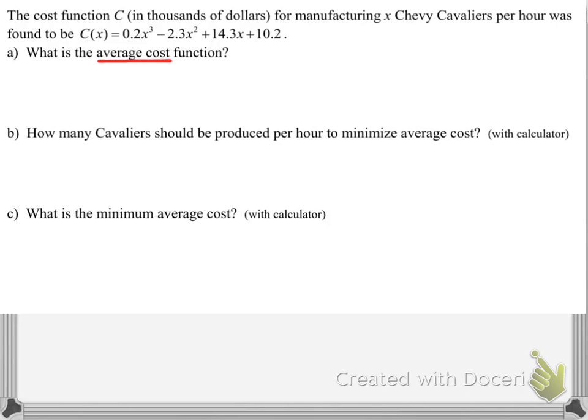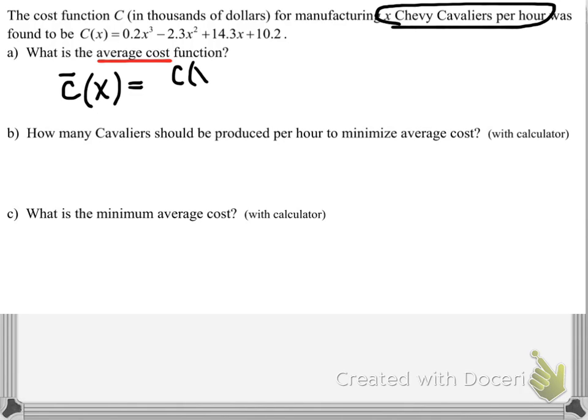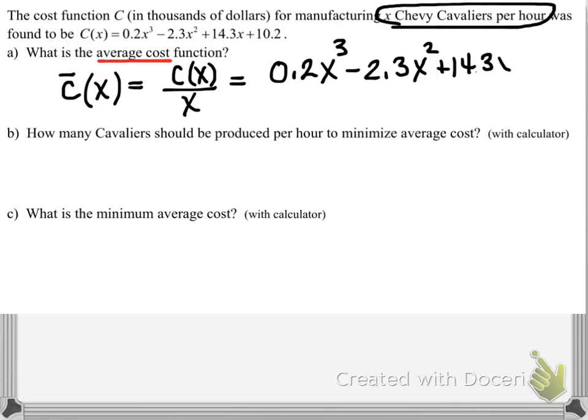So remember, to find the average cost, we just divide by the number of items produced. It's helpful to keep in mind here that x is the number of Chevy Cavaliers produced per hour. Therefore, to compute the average cost function, denoted by C bar, we take our total cost function and divide it by the number of Chevy Cavaliers we're producing, which is x. So our average cost function will be 0.2x cubed minus 2.3x squared plus 14.3x plus 10.2, all divided by x. That's our average cost function.